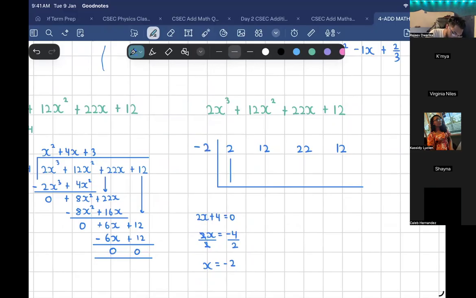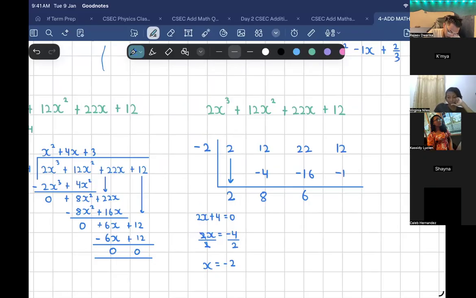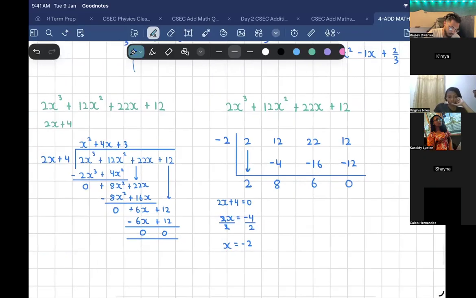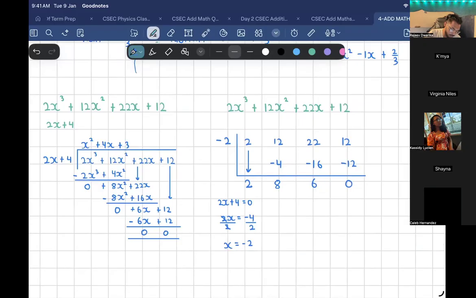First step, I bring down the 2. Then we multiply 2 by negative 2. That'll be negative 4. Add that. 12 minus 4 is 8. Then I say 8 by minus 2 is minus 16. Then 22 plus minus 16 is 6. And you multiply 6 by minus 2, that's minus 12. And 12 minus 12 is 0.